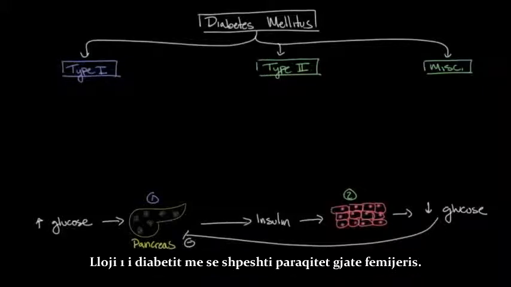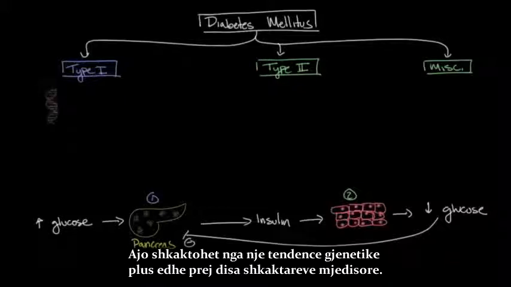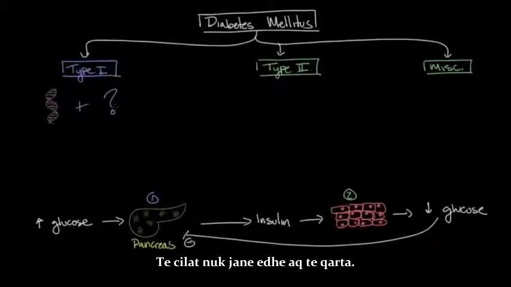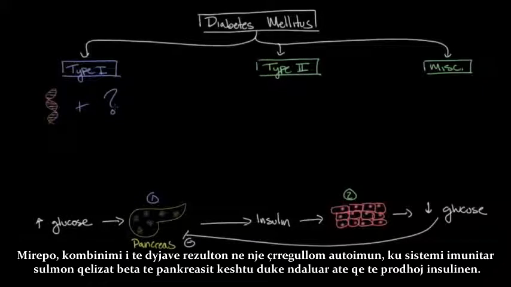Type 1 diabetes presents mostly during childhood, and it's caused by a genetic predisposition plus some sort of environmental trigger. Exactly what this is isn't quite known, but the combination of these two results in an autoimmune disorder, in which the immune system attacks the beta cells of the pancreas to prevent them from producing insulin.